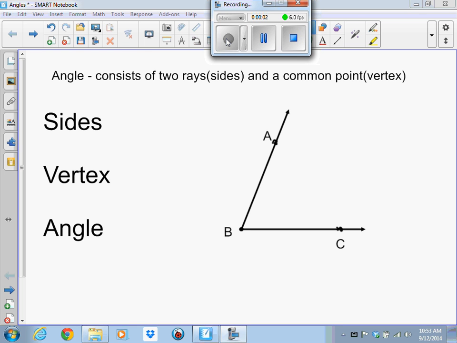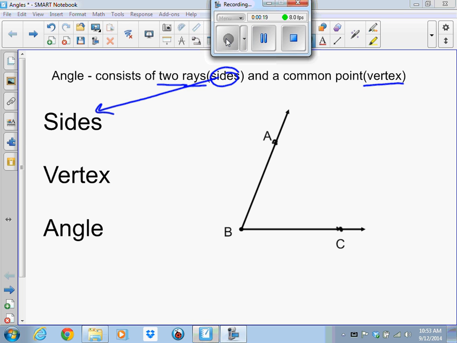So we've done line segments and stuff in the past. Now we're going to get into angles. An angle consists of two rays. We're going to call those the sides, and a common point, which is going to be called our vertex. You guys need to get used to those phrases.